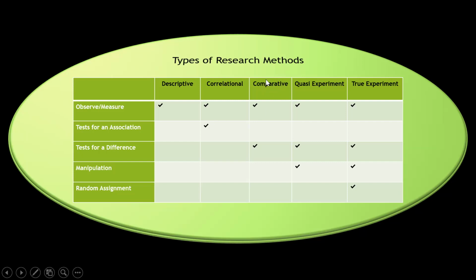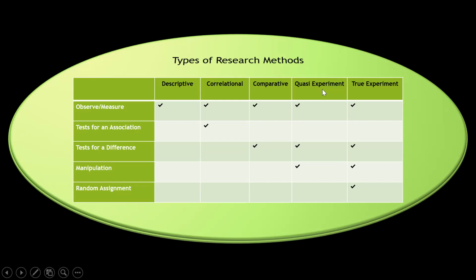With comparative, it's also a relational type study. There's no manipulation. So you still observe and measure, but your primary goal is to look for a difference. And again, with these two, it's sometimes just a matter of statistical difference rather than a different type of research method. But some people like to use these just to distinguish the goals of the two, and I'm fine with that. So with comparative, you still have observation, but you're testing for a difference rather than association. And again, that's just semantics.